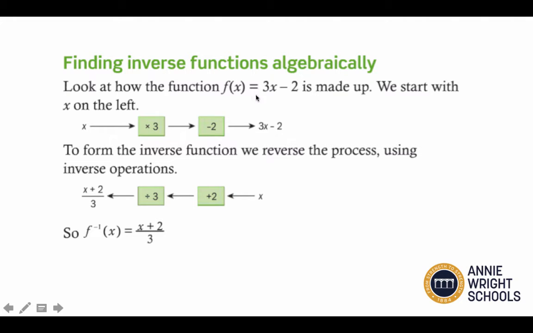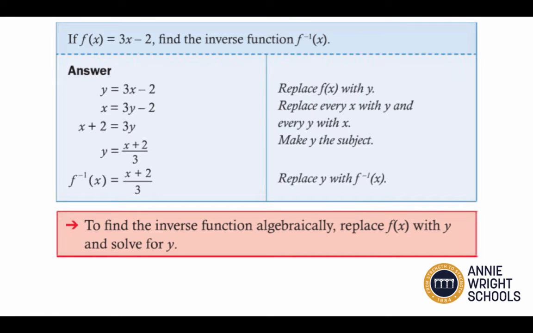So you can take a function like f of x equals 3x minus 2, and you can see how we make this function up. The first thing we do is we take an x, we multiply it by 3, and then we subtract 2. So the inverse is doing the opposite operations in the opposite order. You would take an x, and the first thing you do is add 2, and then divide by 3. And you would get this. Now the following example worked out is a much nicer way of finding that inverse.